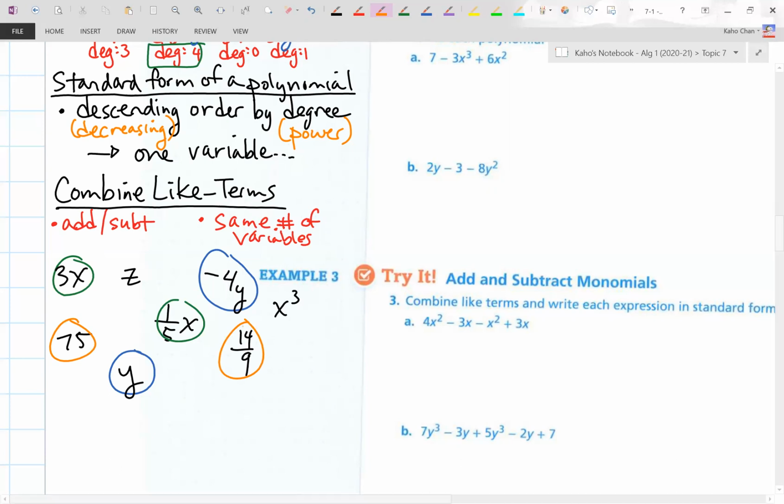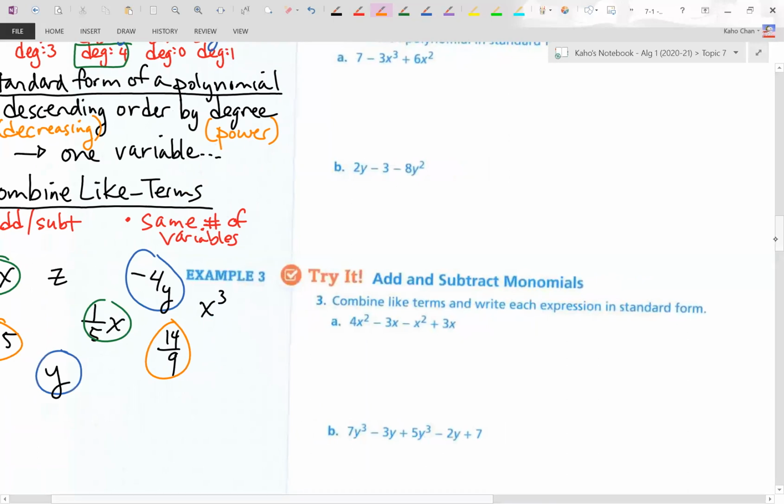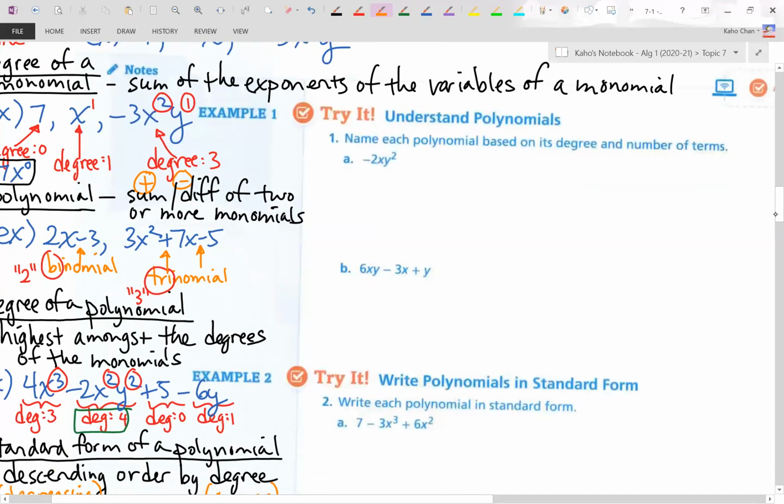Okay. All right, let's go ahead and try some problems here after all this vocabulary. Thanks for being patient. Here we go. Number 1, name each polynomial based on its degree and number of terms. Right away, I see one term.